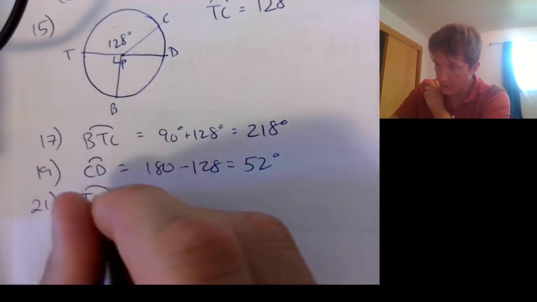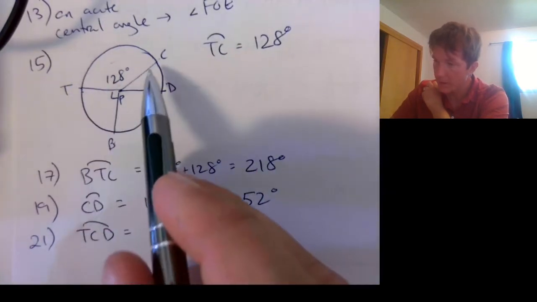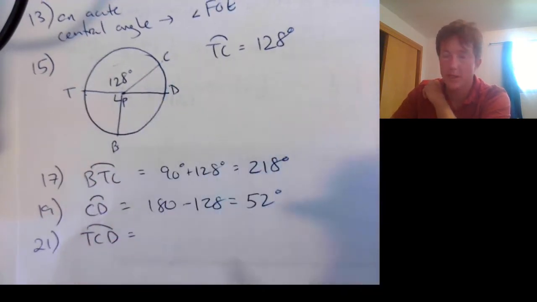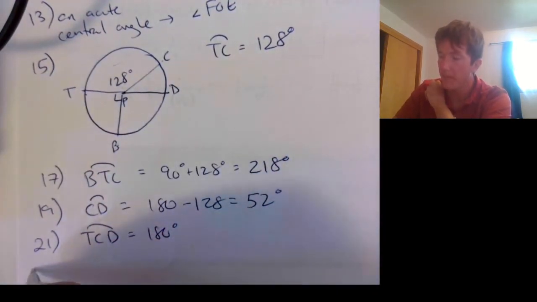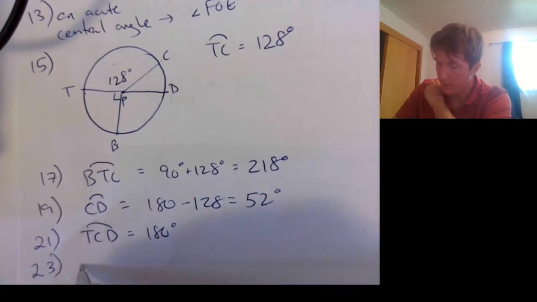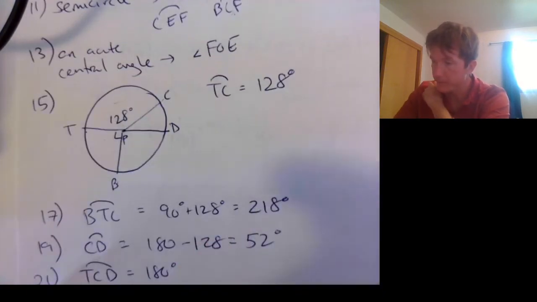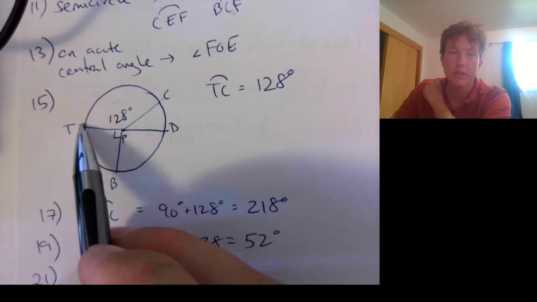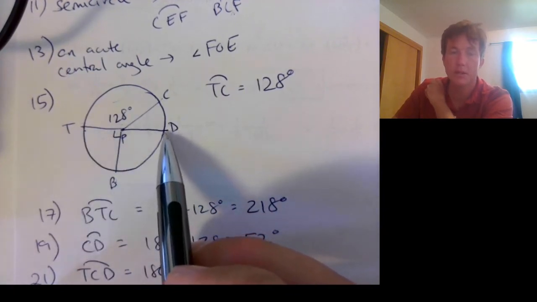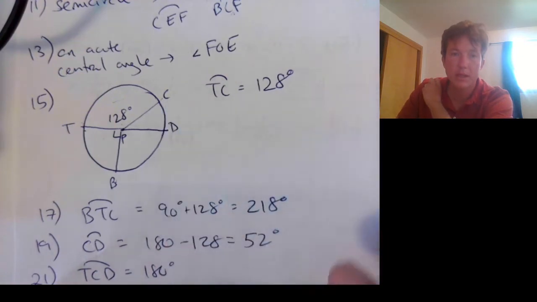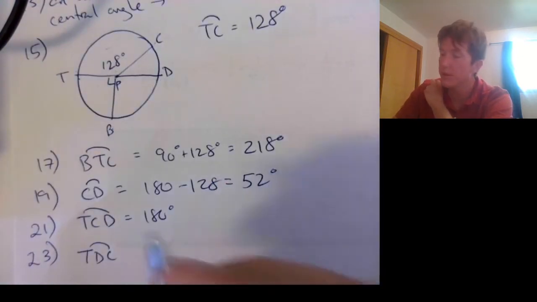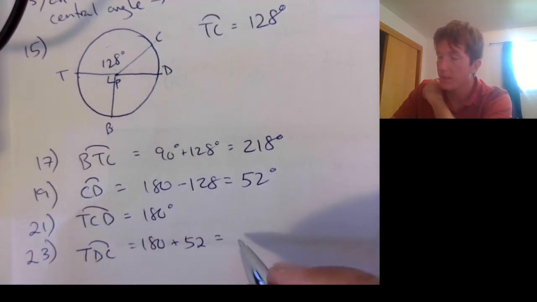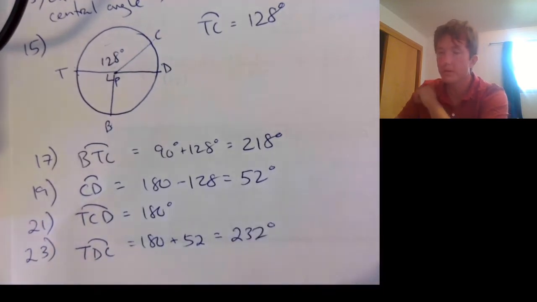Next one, 21, TCD. TCD includes all the points in the semicircle up here. There's 180 degrees in a semicircle, so that's 180. TDC, so this is going the opposite way. TD is a semicircle, and then we're adding DC on top of that, which we said was 52 degrees, so that'll be 180 plus 52. That's going to be 232 degrees.